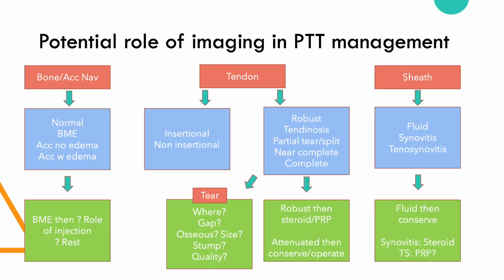But in this case, what I tend to look at is I try to understand the potential role of imaging in posterior tibial tendon management. So the first thing I do is I look for bone or accessory navicular involvement. And in this, the options are: is it normal? Is there bone marrow edema? Is there an accessory ossicle with no edema? And is there an accessory ossicle with edema?